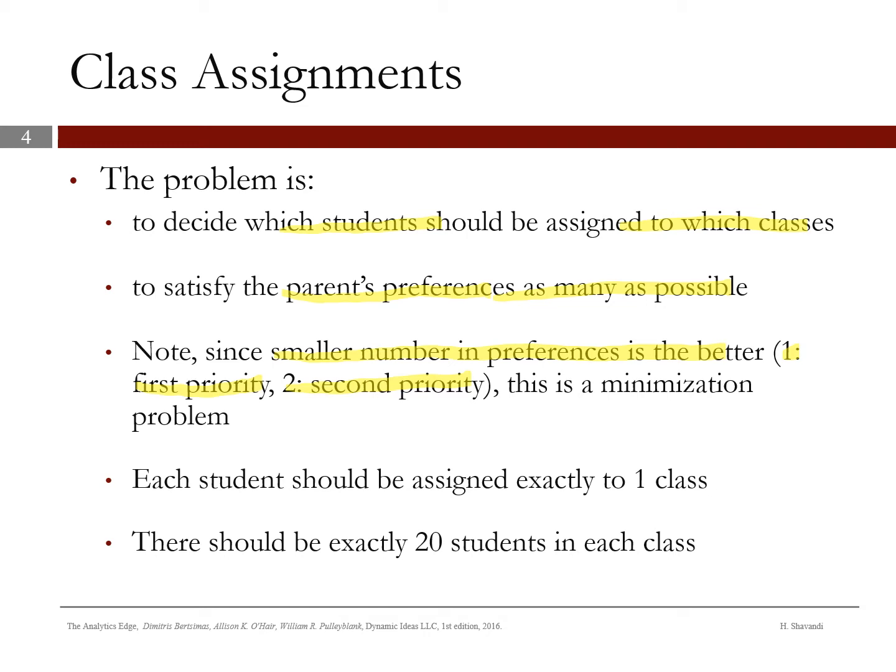Because of that, our problem becomes a minimization problem, because when we minimize the priorities, that means we are trying to assign more students their first priority. Each student should be assigned to exactly one class, and there should be exactly 20 students in each class. So these are our constraints, and also the objective that we want to have here. Based on these characteristics, we can build our model.